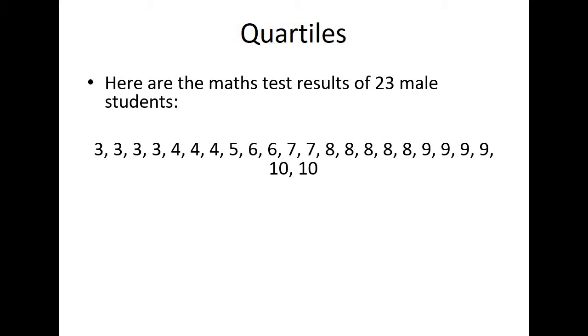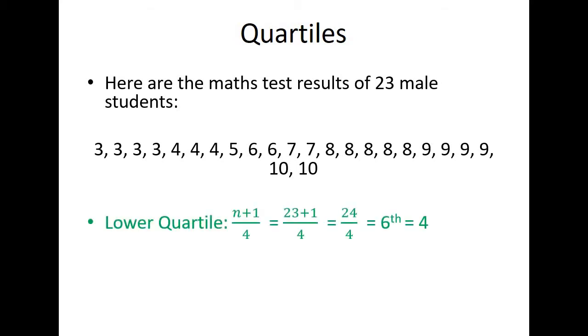So I'm just going to demonstrate that. The lower quartile, we would do n+1. So n is the total frequency. So in this case, there's 23 students. So 23 plus 1 divided by 4 gives us the sixth value. So the lower quartile is the sixth value.